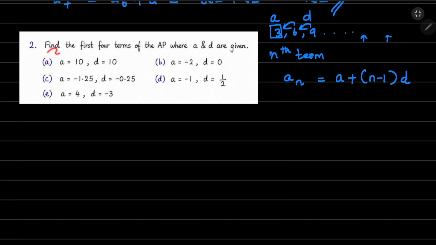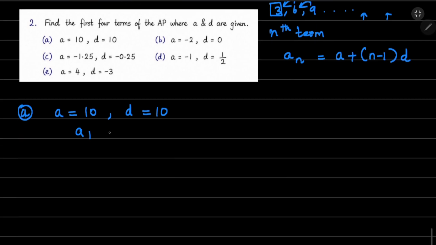Here in this question, you are asked to find the first 4 terms of the AP where A is given. A is the first term and the common difference is also given. So let's do it, very easy. The first one, question A: the first term is 10 and the common difference is 10. A1 will be the first term. It will be A itself, which is equal to 10.